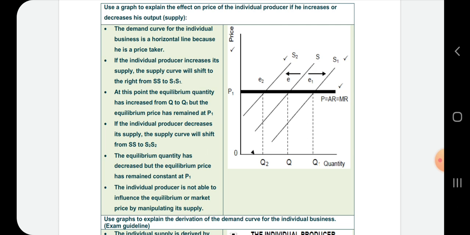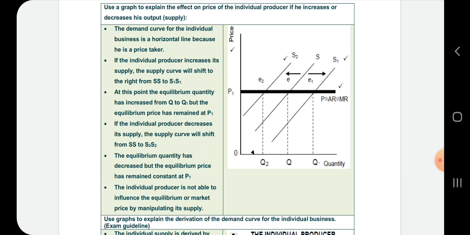If the individual producer decreases its supply, the supply curve will shift from S in the middle to S2, and the quantity will go to Q2. But can you see that price is the same through Q1, Q, and Q2? So price equals average revenue equals marginal revenue, what we just saw earlier on in this video. The equilibrium quantity has decreased, but the equilibrium price has remained constant at P1.